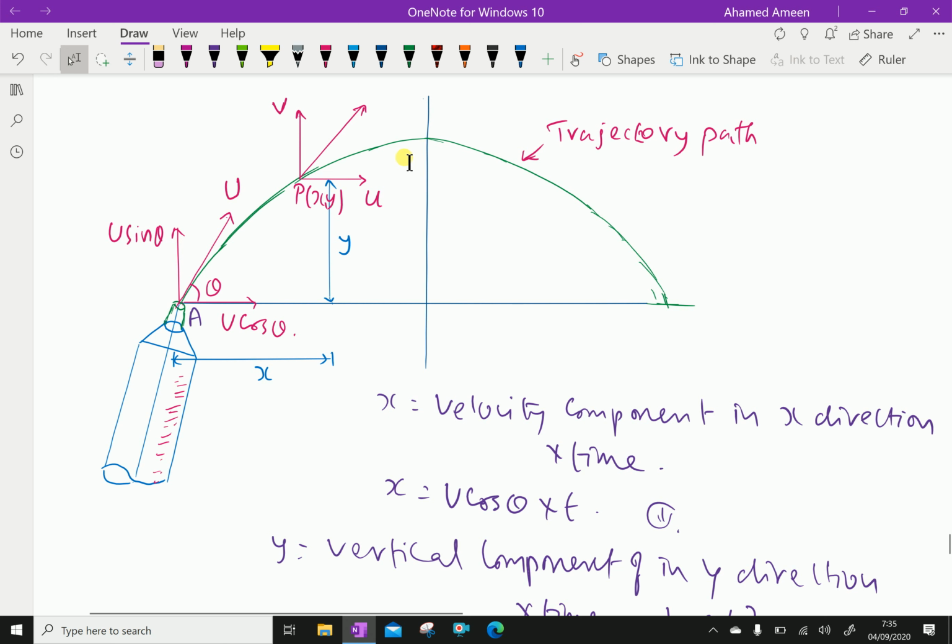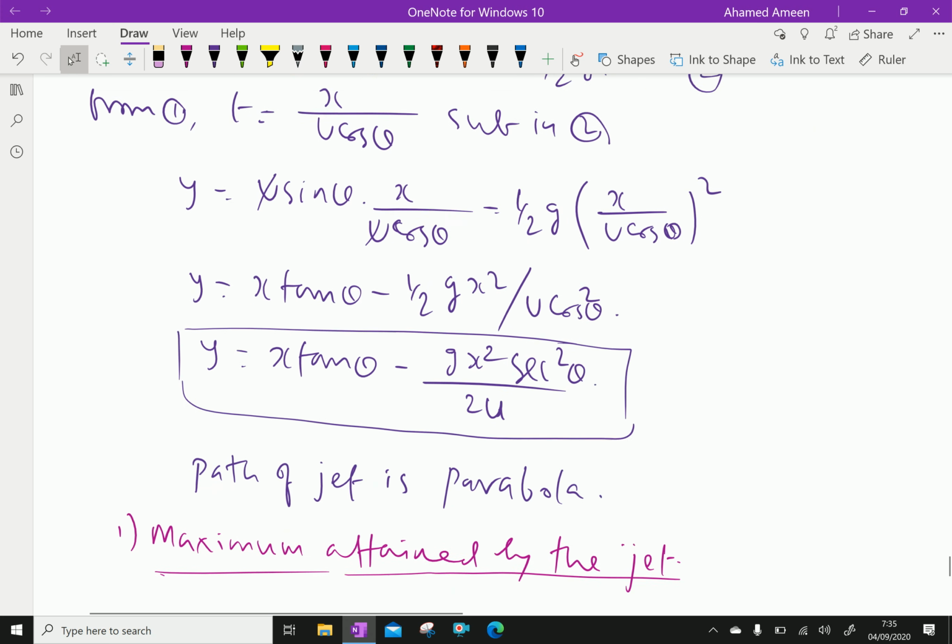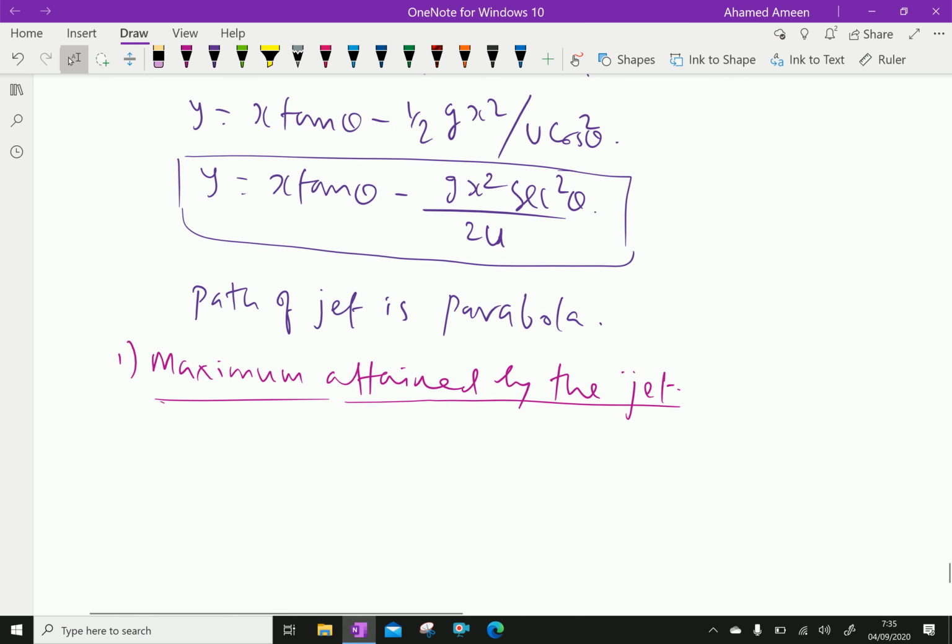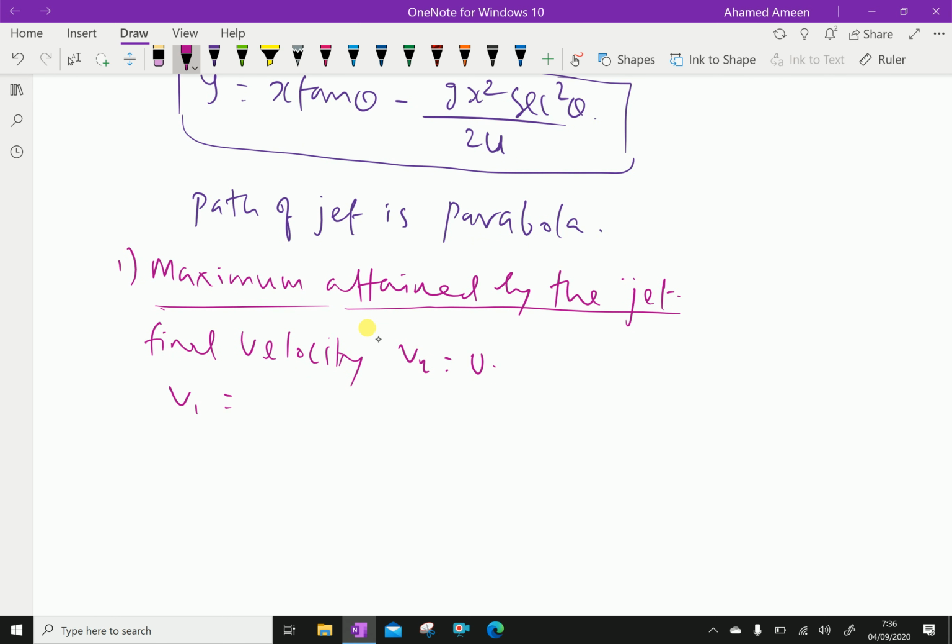At maximum height, the initial component of velocity is u cos theta everywhere, but the vertical component is reducing in speed up to here, where it is 0. Therefore, the final velocity, let it be v2, equals 0, and v1 is already u sin theta.